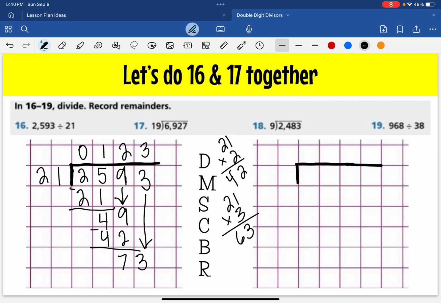So I'm going to put a 3 here. 3 times 21 is 63. Subtract and you get 10. And I have nothing else to bring down, so my remainder would be 10.